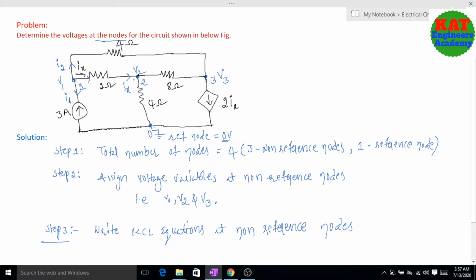V2, what is the current direction here? Ix. Next, consider the current direction through this 4 ohms. Here I consider the direction like this. Okay, don't confuse, there is no place. So finally here I consider this current direction as I4. Next this current direction I consider as I3. So Ix, I3, I4.